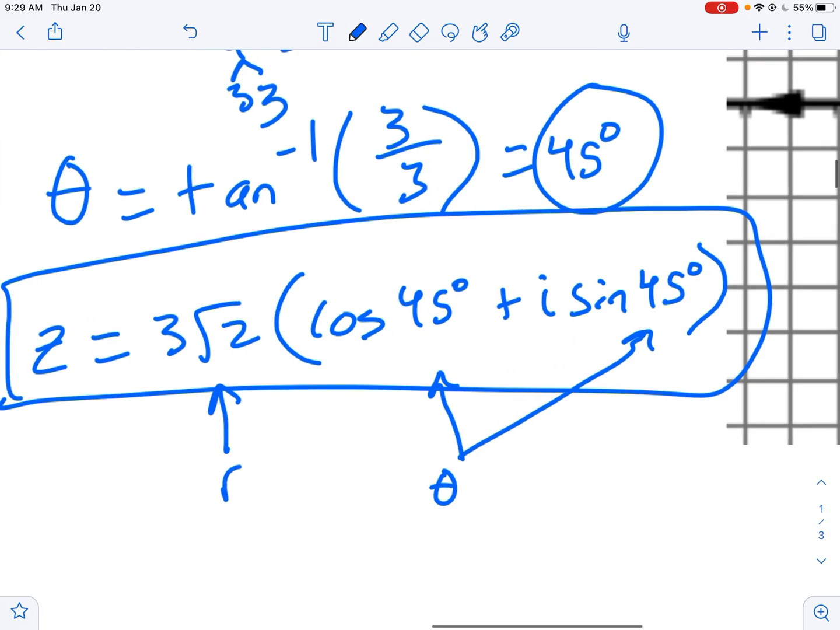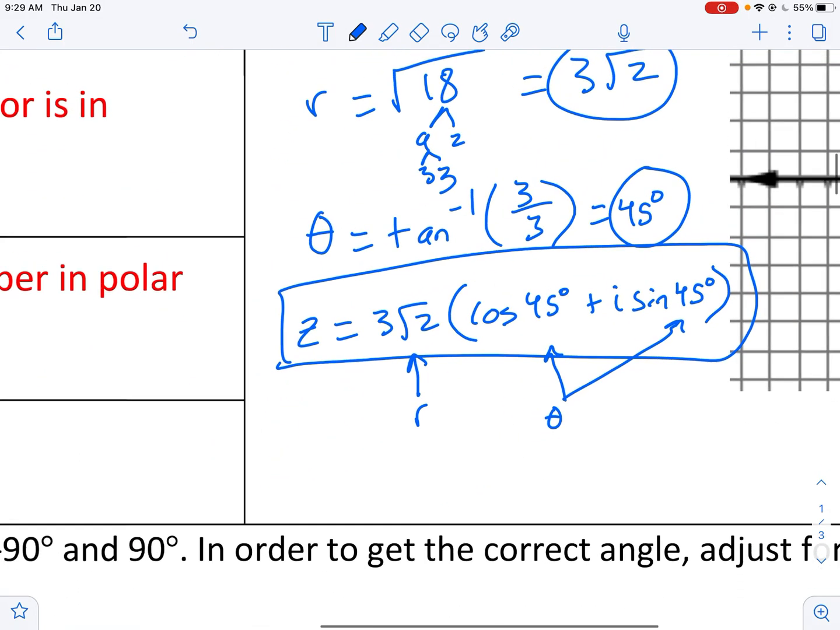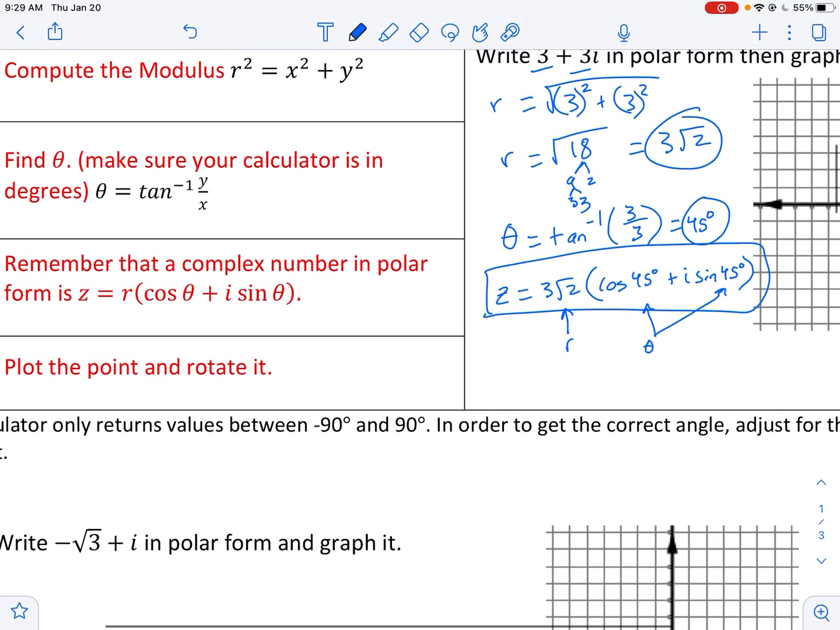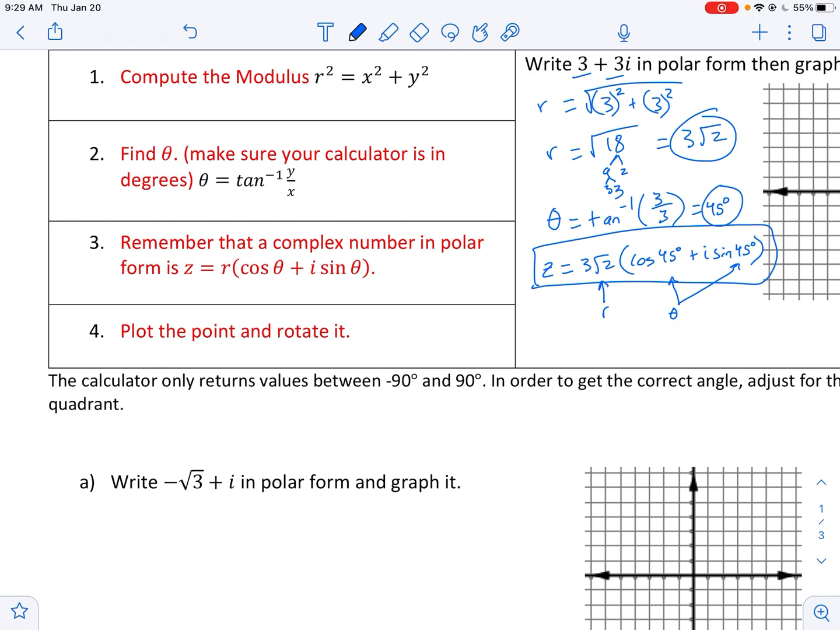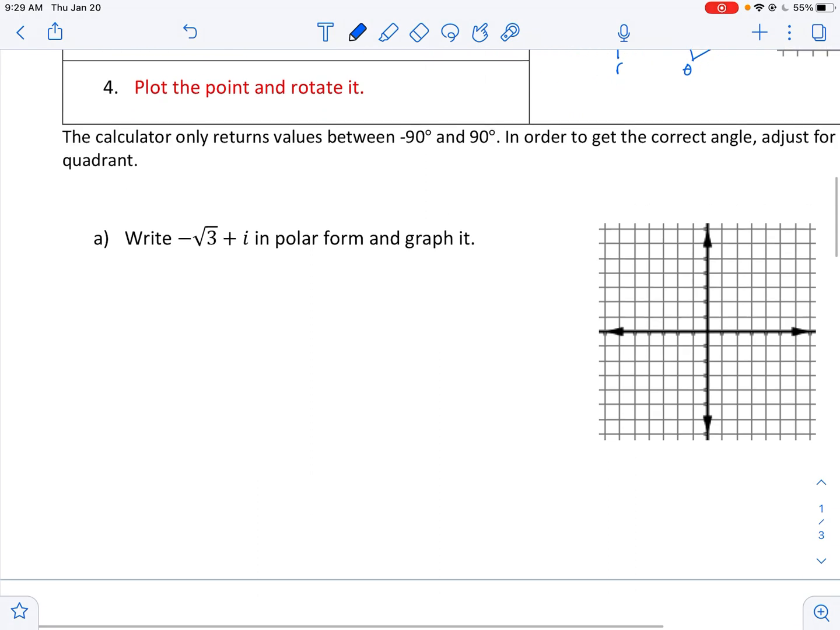But the primary thing you need to do is convert to this format. Okay, so that's how you convert a complex number into polar coordinates, or into polar form. Let's try out another one so you can see it in action again.